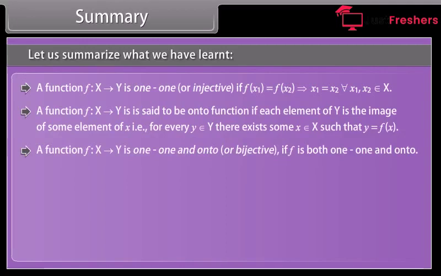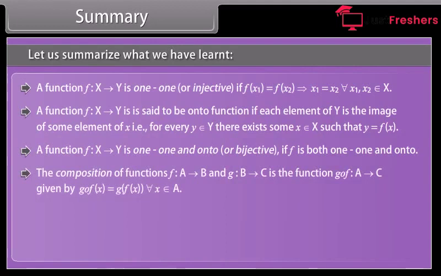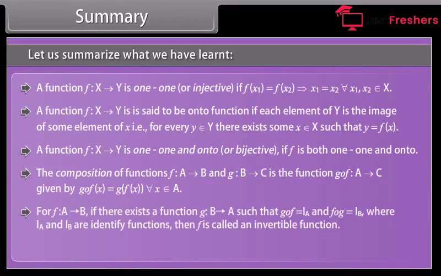A function f from X to Y is one-one and onto, or bijective, if f is both one-one and onto. The composition of functions f from A to B and g from B to C is the function g∘f from A to C given by (g∘f)(x) = g(f(x)) for each x ∈ A. For function f from A to B, if there exists a function g from B to A such that g∘f = I_A and f∘g = I_B, where I_A and I_B are identity functions, then f is called an invertible function.